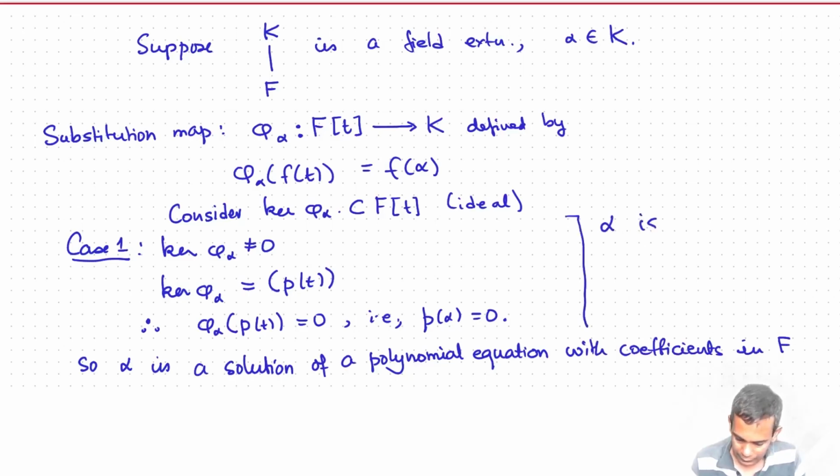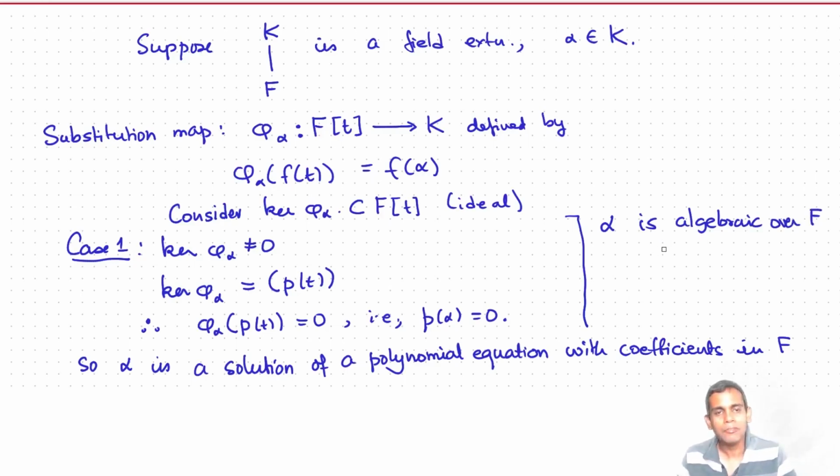alpha is algebraic over F. Okay, so we say that an element alpha of K is algebraic over F if it is the solution of a polynomial equation with coefficients in F.